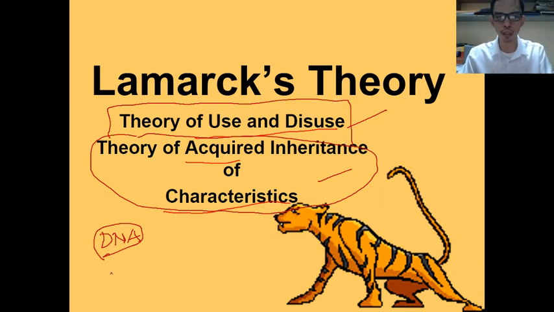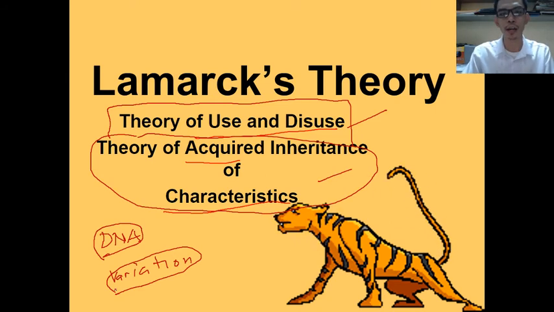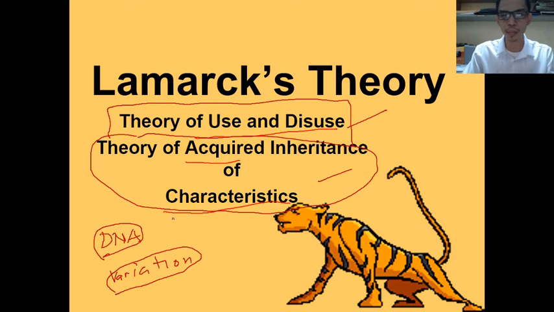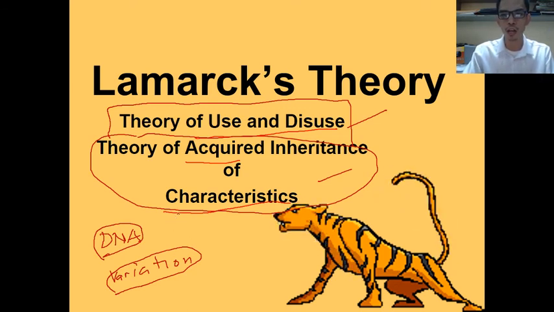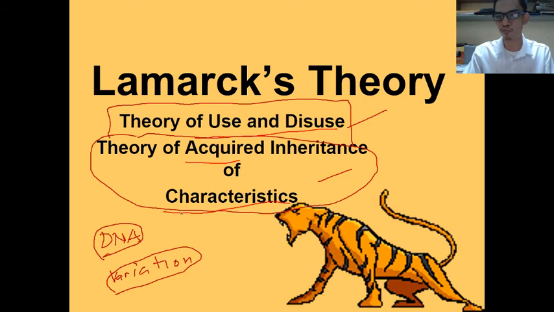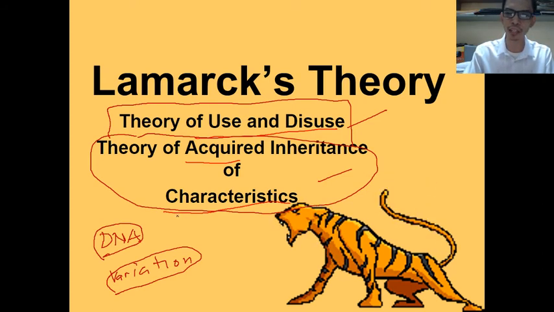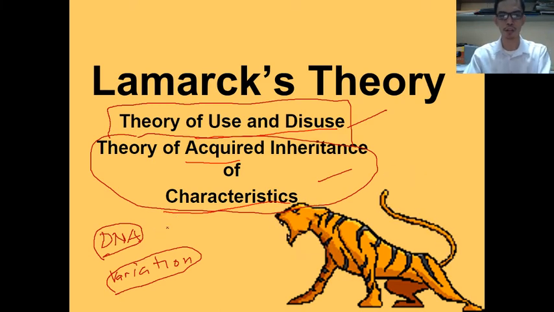So we have what they call here variation. He forgot to see this particular concept of variation, and so that makes this Lamarck's theory completely false, or something not to believe. All right, so that's Lamarck's theory. All right, so there you go.